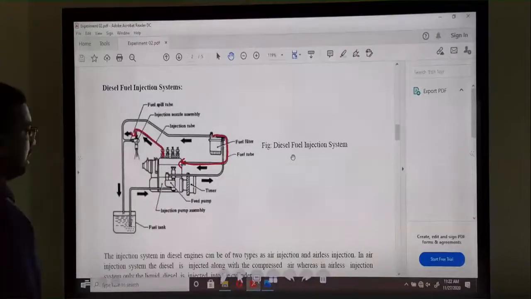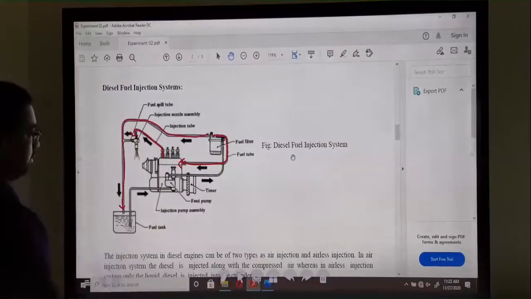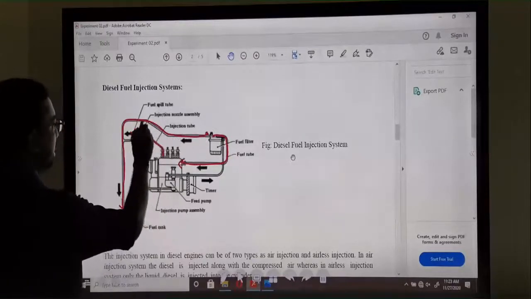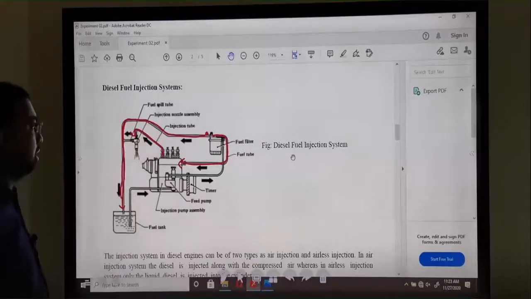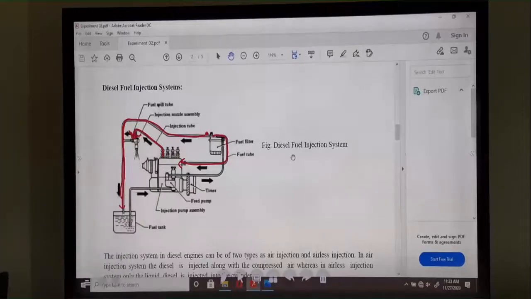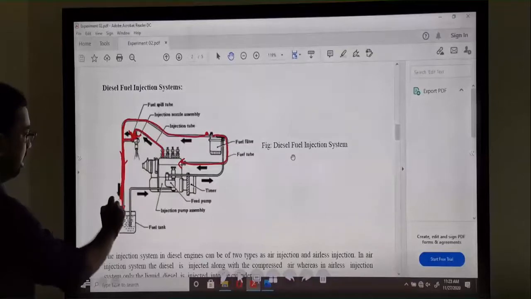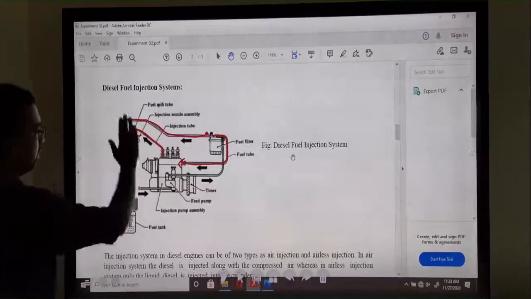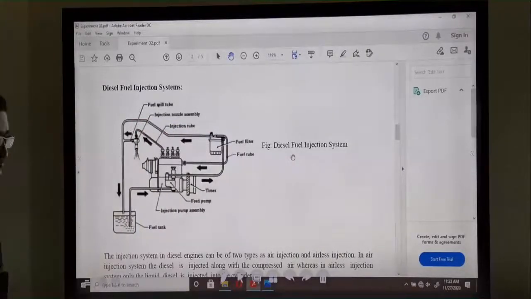There is a return line that returns the remaining fuel. Also, sometimes the excess fuel, the remaining fuel, returns from the injector through this line. So this is the return line.